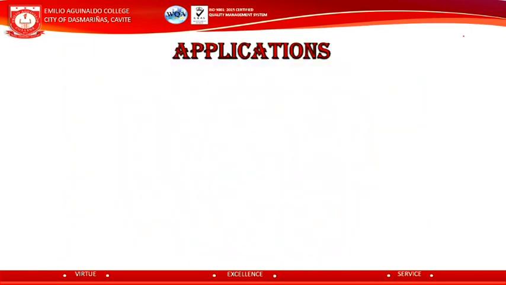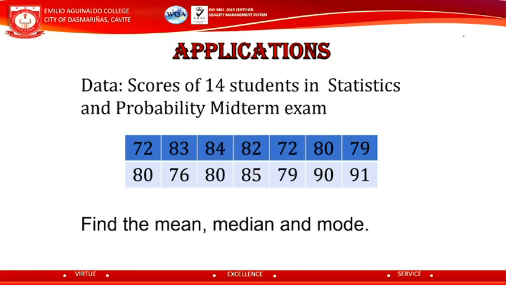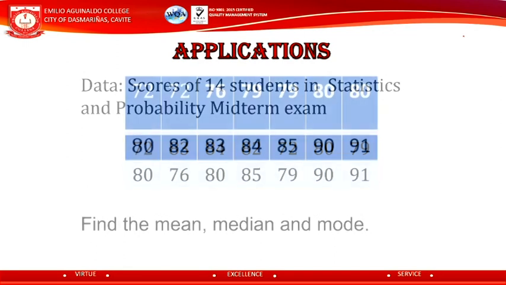Now, for application, let us try to solve this problem. Okay, scores of 14 students in statistics and probability midterm exam. We have the table there. We have to find the mean, the median, and the mode. Okay? If you want to, you may pause the video for a while and then solve for the mean, median, and the mode. Approximately, you can solve this in about 2 minutes. But for now, let us proceed to our answer.